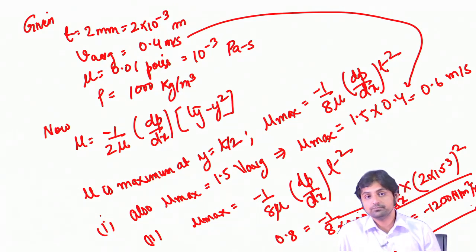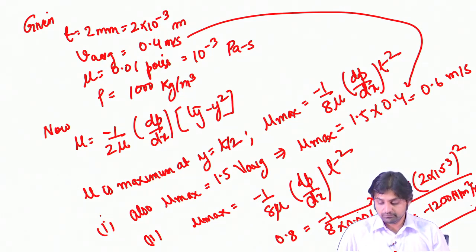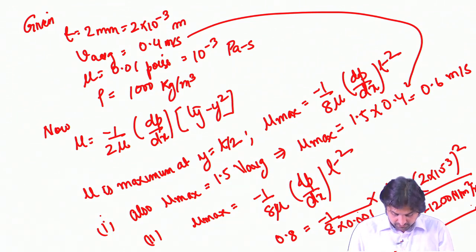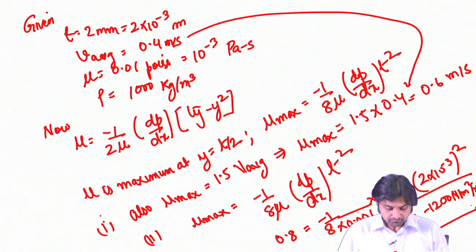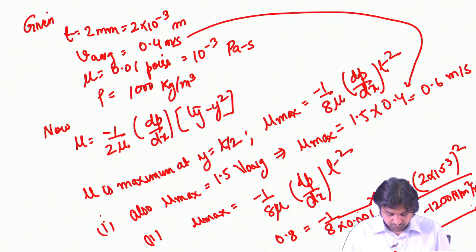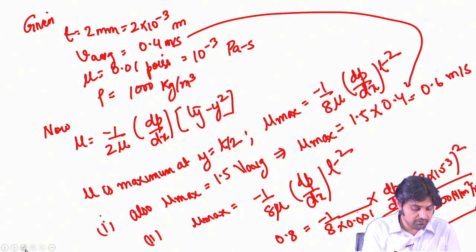So it should be minus 1200 Newton per square meter per meter. All right, I will take care of that. I think the sheet is being hidden by my photo, but anyway, I will proceed to the third sub part.